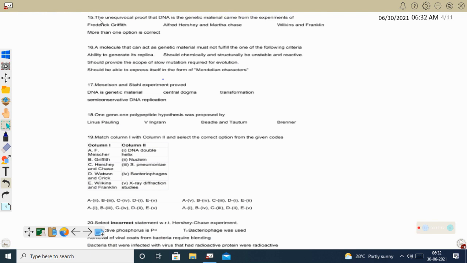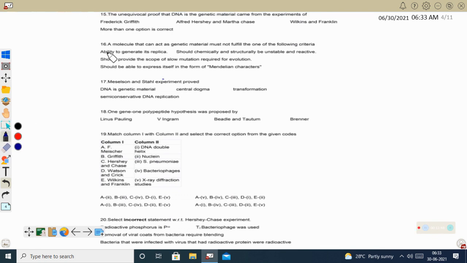Next question, the unequivocal proof that DNA is genetic material came from the experiments of. This is the unequivocal proof that DNA is the genetic material. It came from the experiment of Alfred Hershey and Martha Chase. Actually, this confirmatory test was done by Hershey and Chase in bacteriophage T2 and bacteria Escherichia coli. They used the radioactive isotopes of sulfur and phosphorus to prove this. So here the correct option is Hershey and Chase.